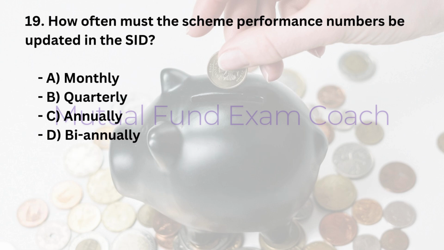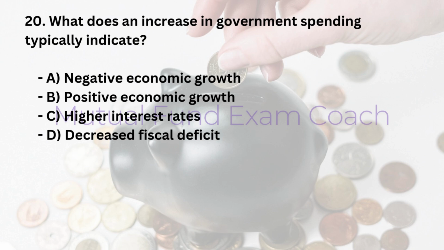19. How often must the scheme performance numbers be updated in the SID? A. Monthly. B. Quarterly. C. Annually. D. Biannually. Answer: C. Annually.